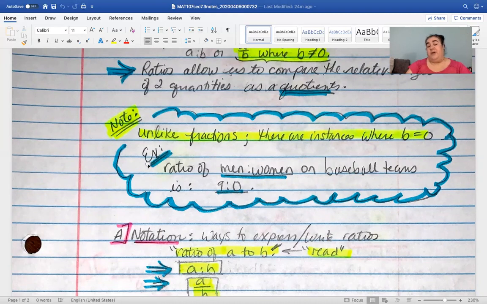For example, if we were talking about the ratio of men to women on a professional baseball team, then that ratio would be 9 to 0, since at this time, we do not have a professional women's baseball team. We have professional women's softball teams, but not baseball teams in the MLB, something that probably should be rectified.